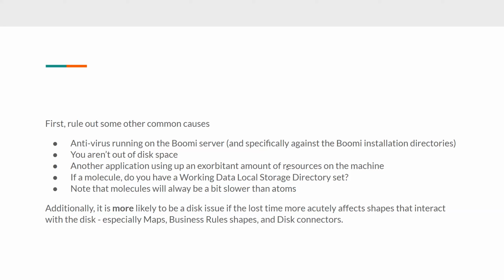Conversely, it's more likely to be a problem with your disk if the lost time seriously affects shapes that most interact with the disk, like a disk connector, obviously. But maps and business rules shapes, for example, also do a lot of work on the disk. If you're seeing those get impacted, that increases the chances that we're looking at a disk problem.